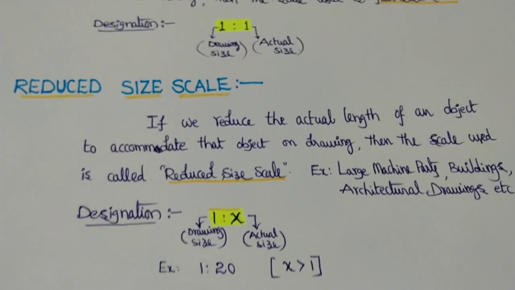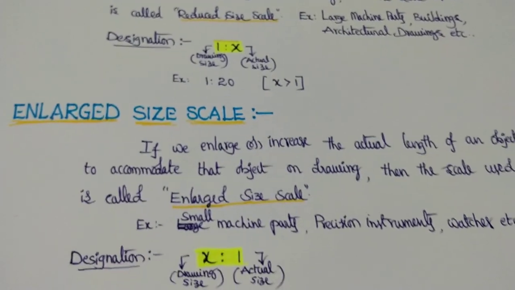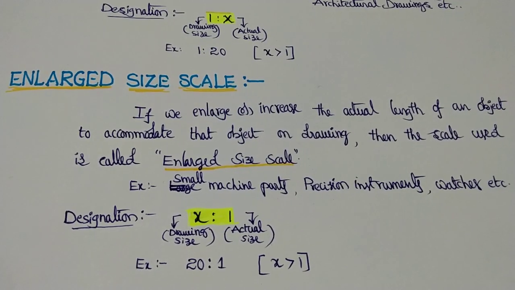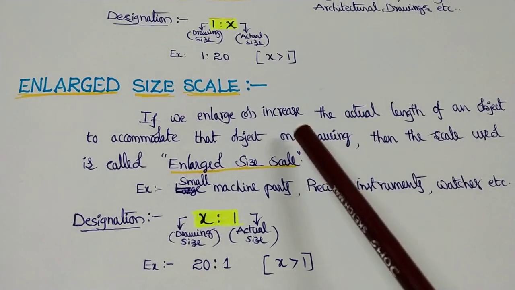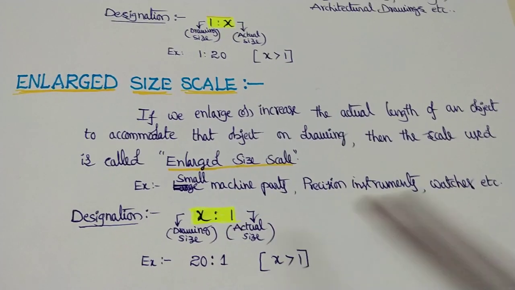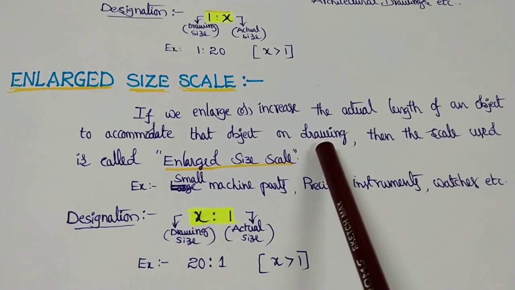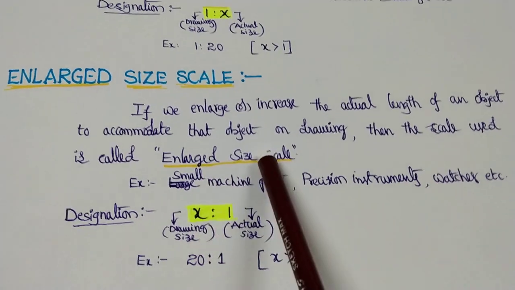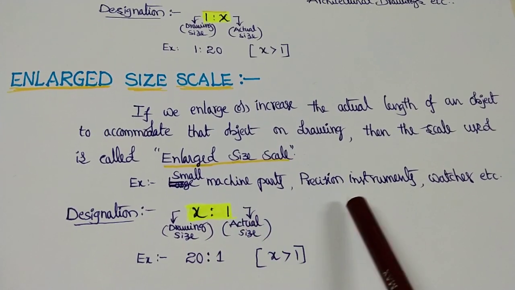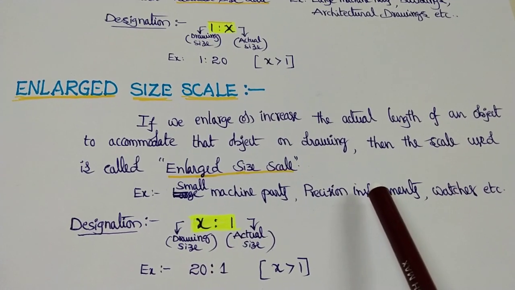And next let us move to the third type of scale. Here we can see enlarged size scale. If we enlarge or increase the actual length of an object to accommodate that object on drawing, then the scale used is called enlarged size scale. Here we can see examples: small machine parts, precision instruments, watches. These are very small objects.